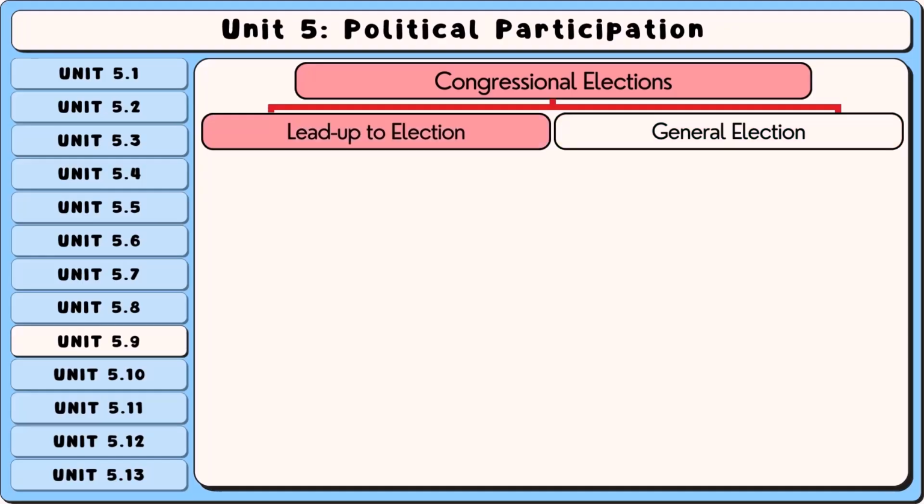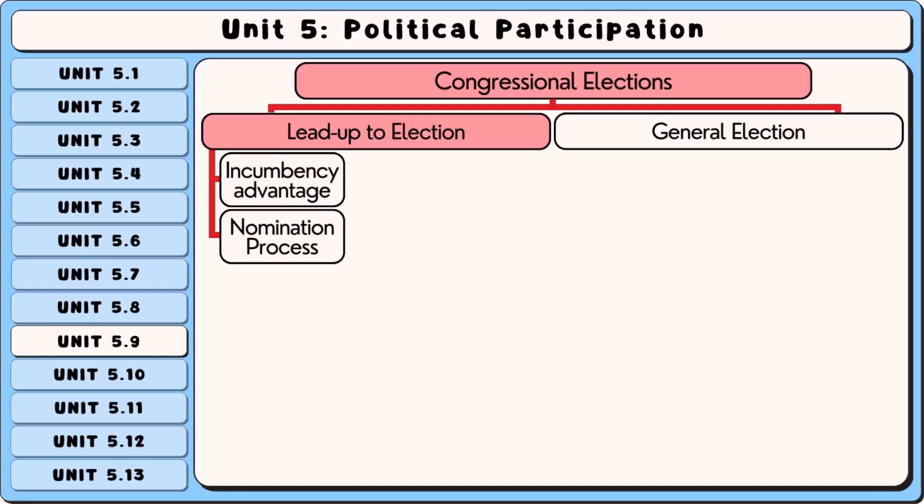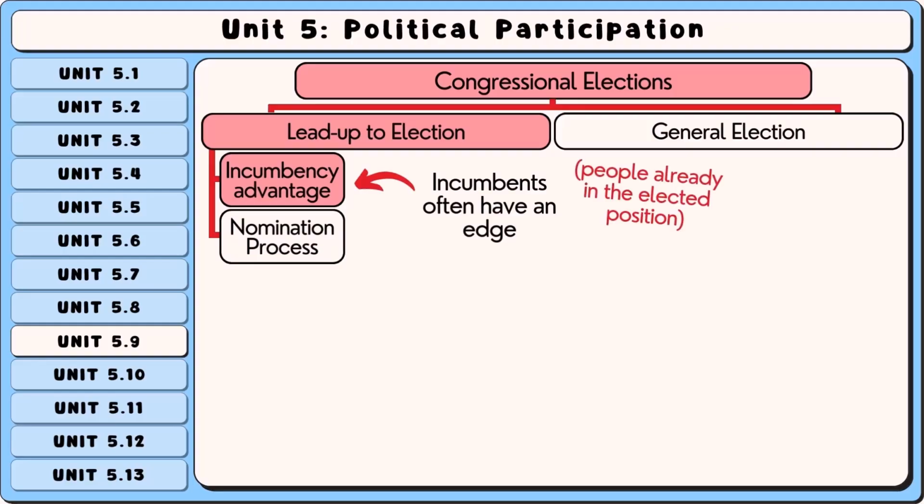Let's start with the lead-up to the elections. In this section, we'll explore incumbency advantage and the nomination process. You might remember from our earlier lesson on how we elect a president that incumbents, meaning people already in the elected position, often have an edge. The same is true in congressional races, and it's even more evident in Congress.